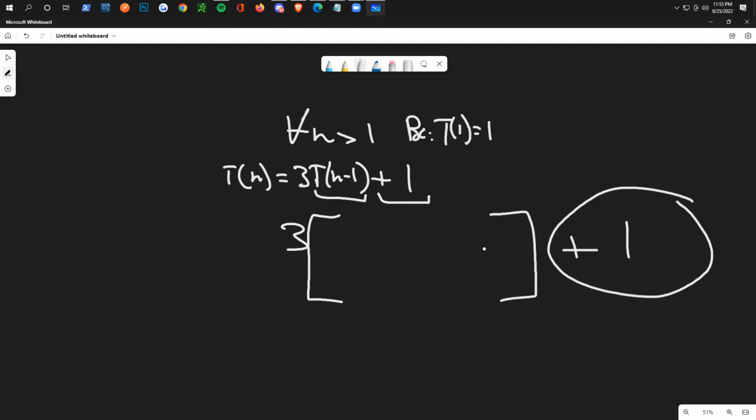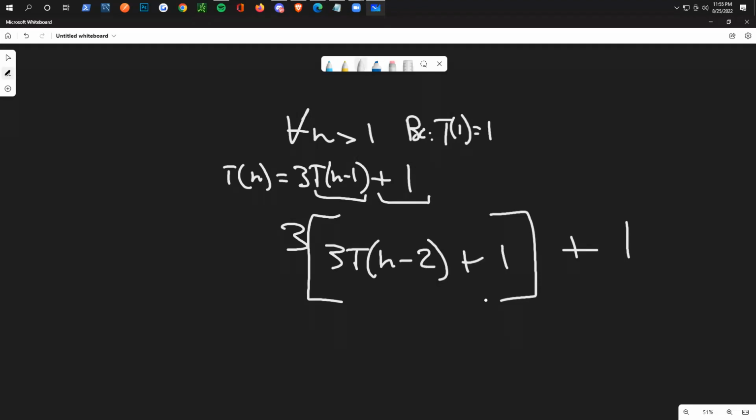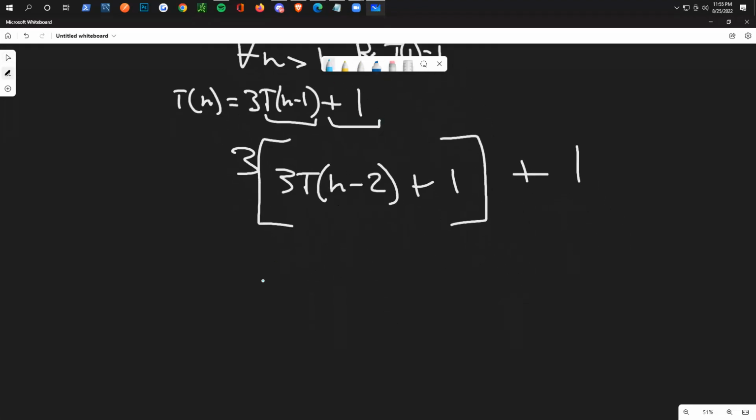But now at this point, we've written the constant, put our brackets, and we've also accounted for the trailing summation terms on the outside. Now let's just plug in what we know this is going to be. So it's going to be 3t of n minus 2 plus 1, and let's distribute everything out.